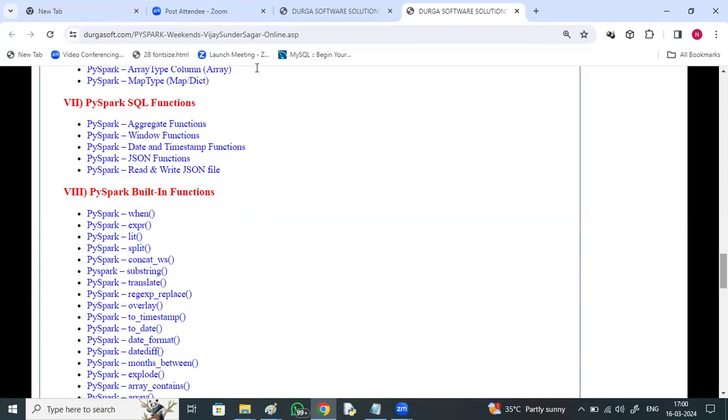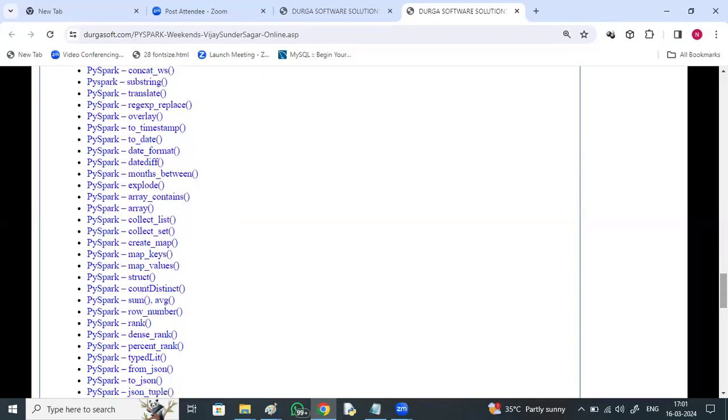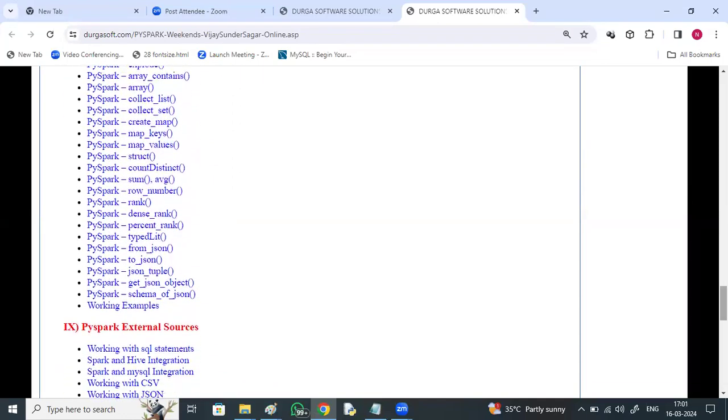And PySpark when, expr, lit, split, concat, translate, overlay, to timestamp, to date, months, explode, array contains, right? Yes. Collect, list, all this. So many are there, we'll be discussing.